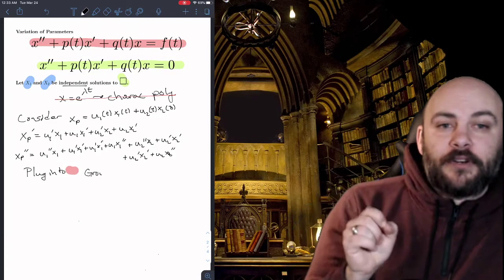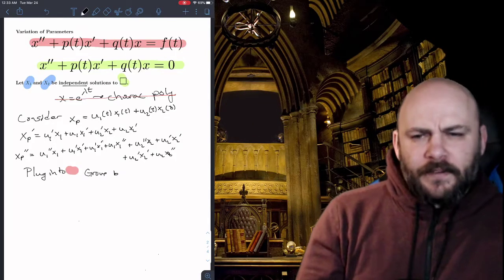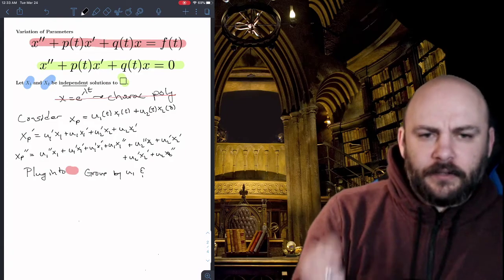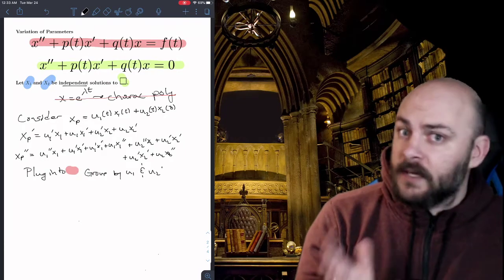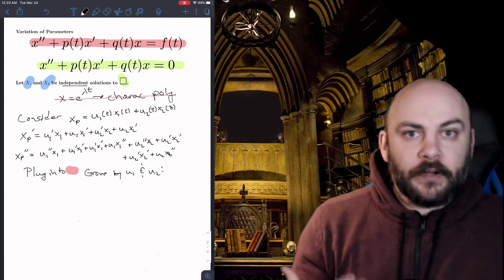And then what I want to do is group by the unknown functions, the things that we are seeking, the u1 and u2. That's our goal, is to figure out what those things are. And so that's what we're going to do.